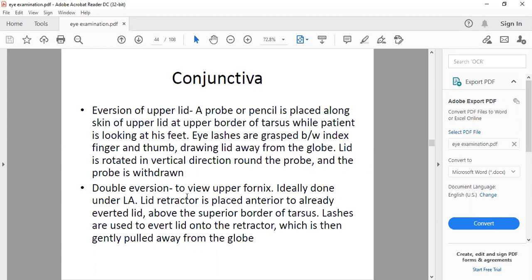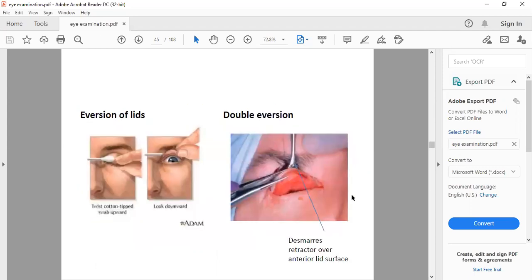And double eversion. To view the upper fornix, you can do double eversion, and double eversion is done with the help of the lid retractor. Again, the same thing. A cotton tip applicator is placed at the lid margin, and the patient is asked to look down and the lid is everted. And this is double eversion. Notice that this is nothing but a retractor over the anterior lid surface. We have to retract the anterior lid.